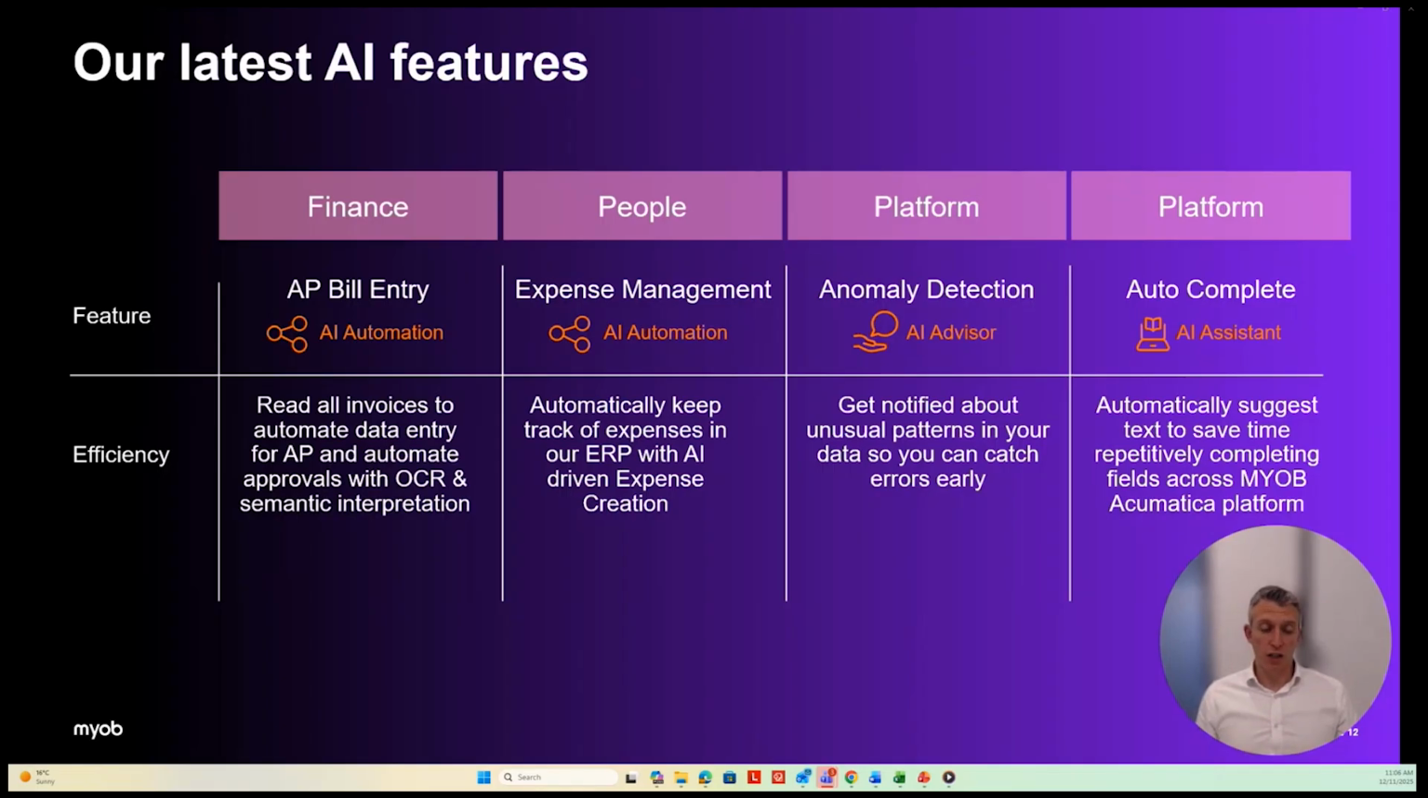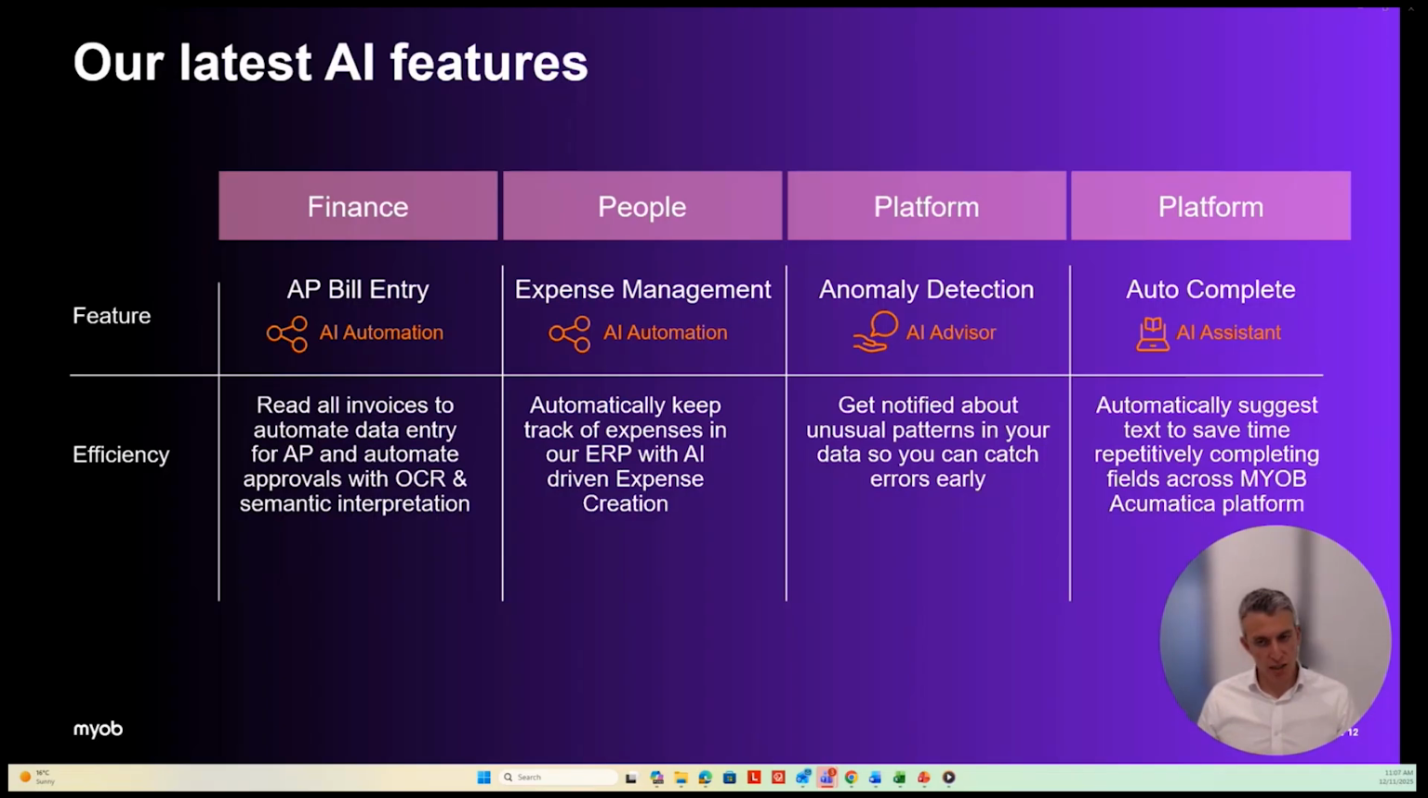The third area, which I'm really excited to see what you all will be able to do with this technology, is anomaly detection. So with anomaly detection, what this capability will enable you to do is identify unusual patterns in your data. So you can catch errors earlier, but also draw out insights from your data in a much more scalable and systematic way.